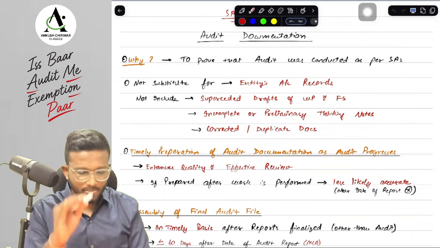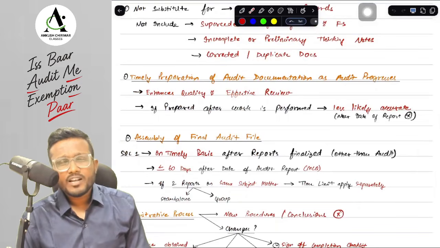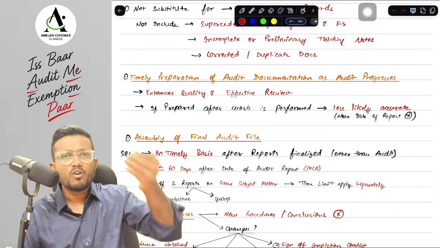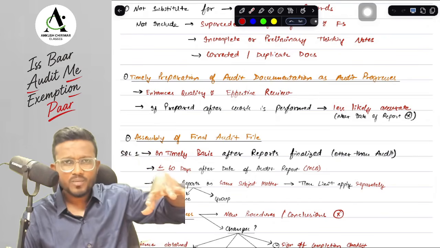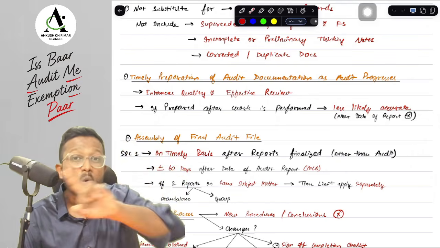Okay, yes, sir. Now, when do we need to prepare the audit documentation? Can we prepare the audit documentation after the audit? Which means what? Just before giving the audit report, we prepare the audit documentation. We have completed the audit documentation, then we give our audit report. Is it allowed? No, it is not allowed.